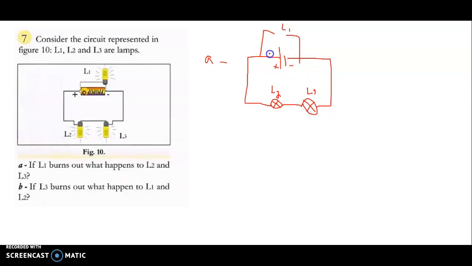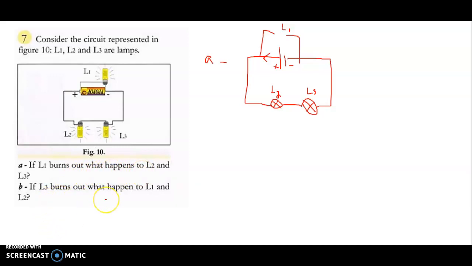When the current comes out of the positive terminal of the battery, it finds two pathways. However, this pathway is open, so it doesn't go through it. Then it continues its way and finds a closed pathway through L2 and L3. That's why L2 and L3 remain functioning as they were functioning. So if L1 burns out, what happens to L2 and L3? They remain functioning in the same manner.